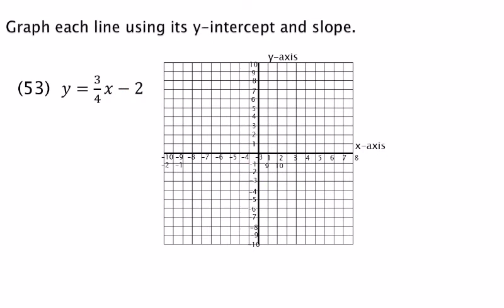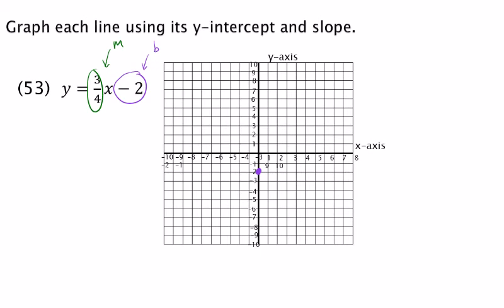All right, so here's another. Number 53. The slope is 3 over 4, positive this time, and the y-intercept is negative 2. So (0, -2) would be the coordinates for that. I'm going to plot a point at (0, -2), and then I'm going to use the slope, the rise and the run, to find the next point.